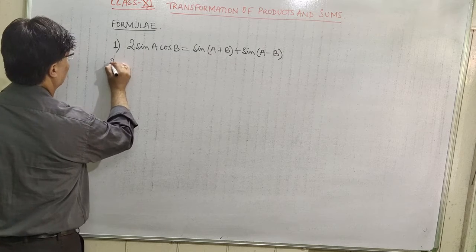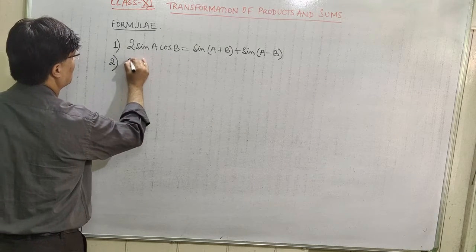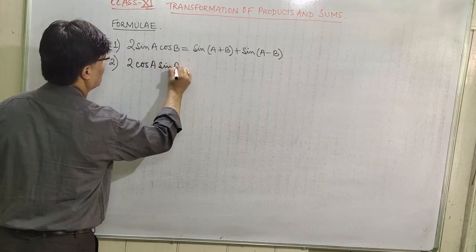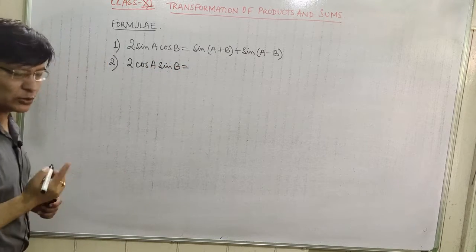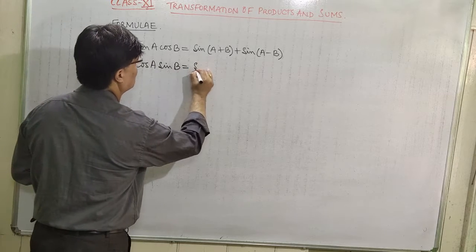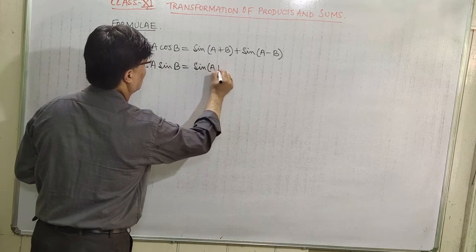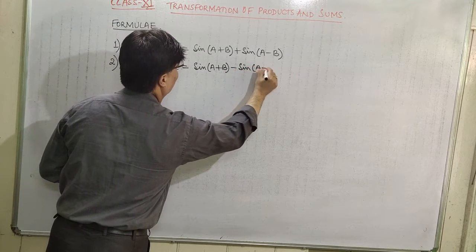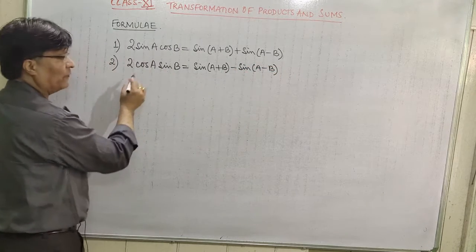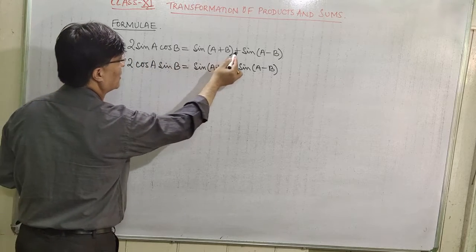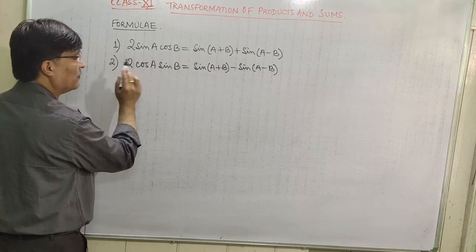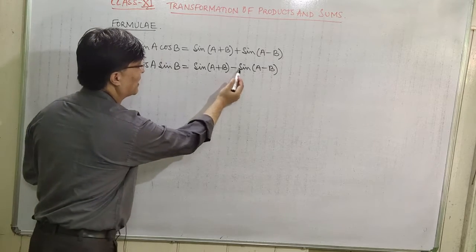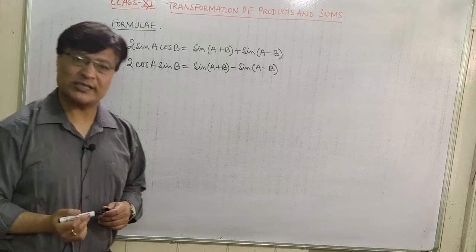Okay, so next formula is number 2 is 2 cos A sine B. This is 2 cos A sine B is equal to, what is the formula now? It is sine of A plus B, then it should be minus sine of A minus B. If it is sine A cos B, then you should write plus here. But if you write cos A first and then sine B, you should write minus sign here between two sines.